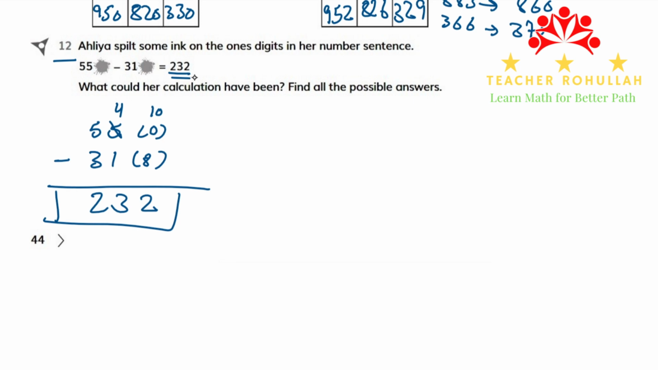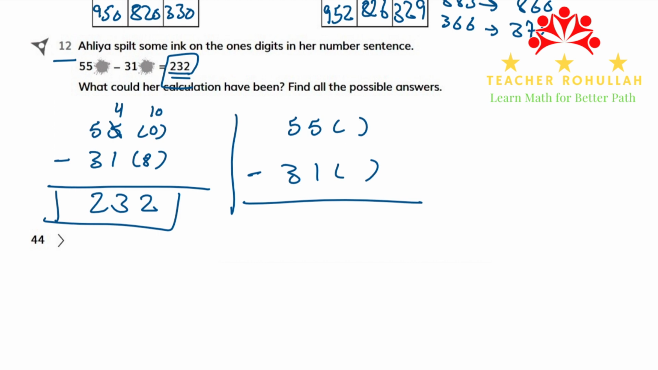It gave us the accurate answer which is given in the question. The second possible answer can be, let me rewrite the number again, 5, 5, and we don't know what number, minus 3, 1, again we don't know what number we have here. Here also we have to regroup because we should have 3 in the tens place in our answer. So the numbers that we can put in the ones place can be 1 here and 9 here. Now 9 cannot be subtracted from 1. If we borrow from the tens place, 5 changes to 4 and we will have 11 here. Now 11 minus 9 is 2 and 4 minus 1 is 3. 5 minus 3 is 2. Again, we found the answer, which is 232.